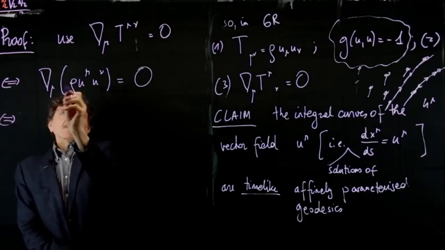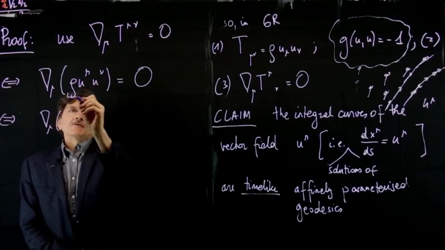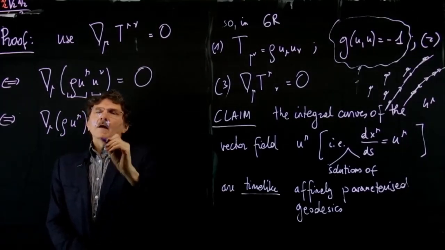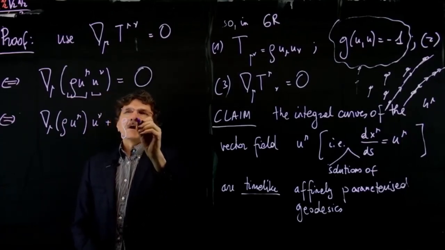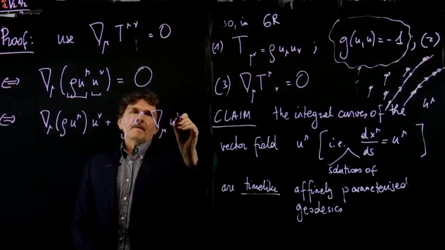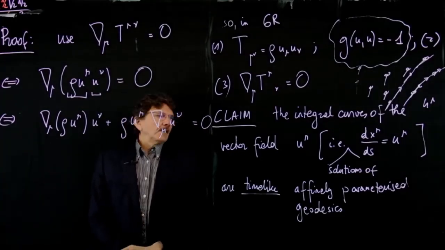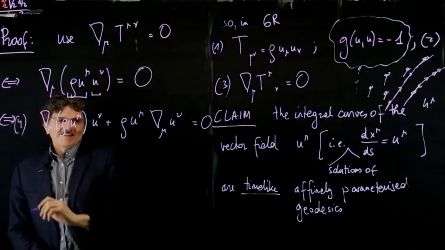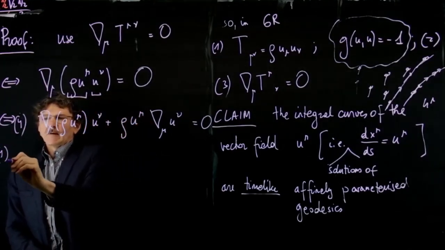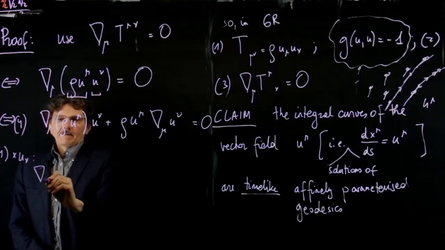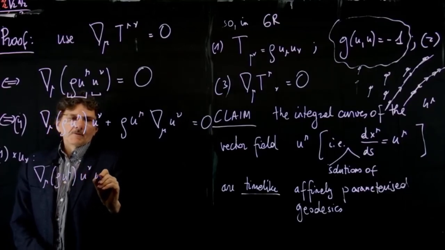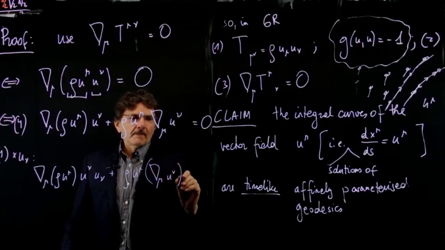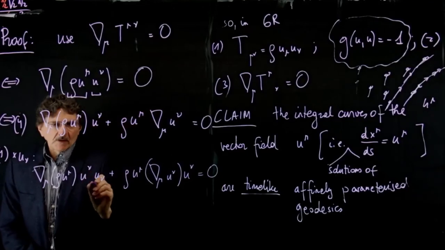Now I'm going to use the chain rule, the covariant derivative of a product, but I'm going to split it into two parts like that, right? Rather than splitting it into three parts, which I could, but then the calculation is slightly longer, I'm going to get this equation where I split in two. Okay, so let's call this equation 4. We now just take 4 and multiply by u nu. You're going to get d mu of rho u mu, u nu u nu, plus rho u mu d mu u nu, u nu equals zero.